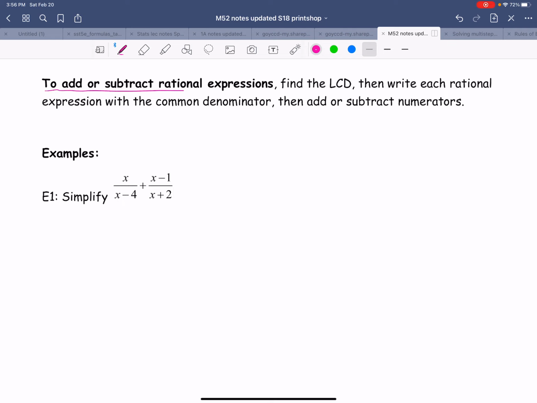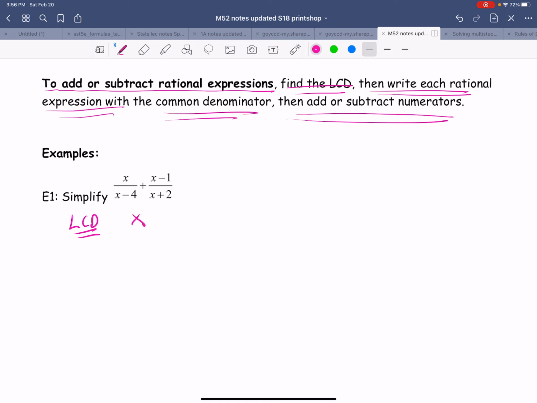So here we're going to be adding and subtracting rational expressions. Our goal is to first find the LCD, then write each rational expression with the common denominator, then add or subtract numerators, and leave the common denominator as a denominator. In this case, x minus 4 cannot be factored anymore, and x plus 2 also cannot be factored anymore. So the LCD in this case will be the product of x plus 2 and x minus 4.